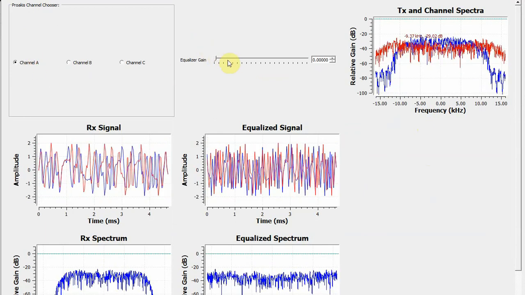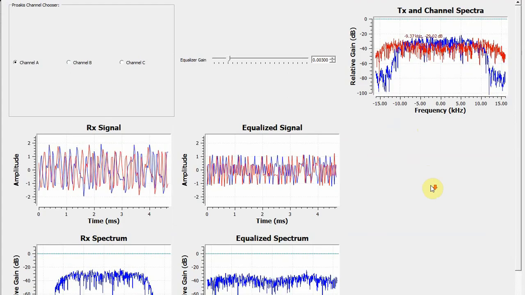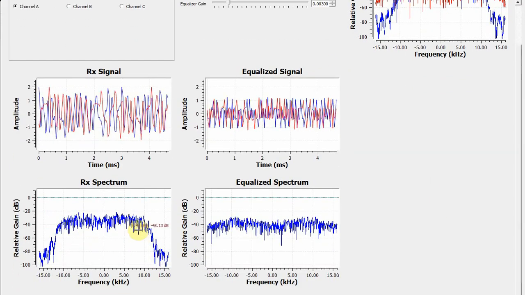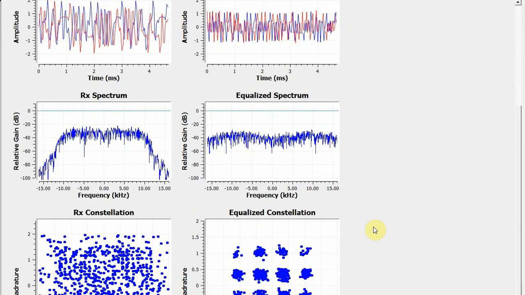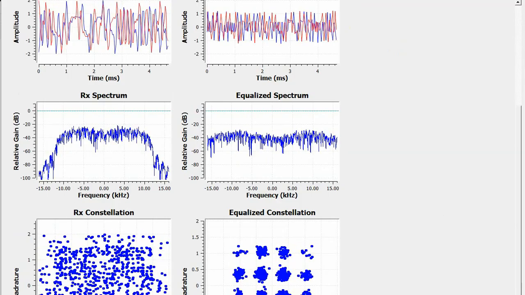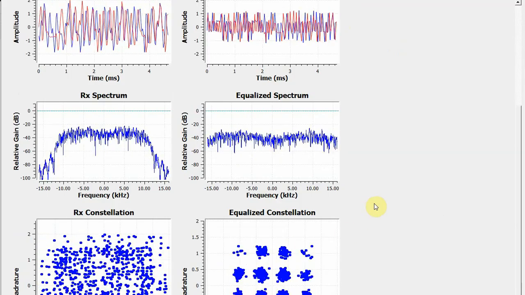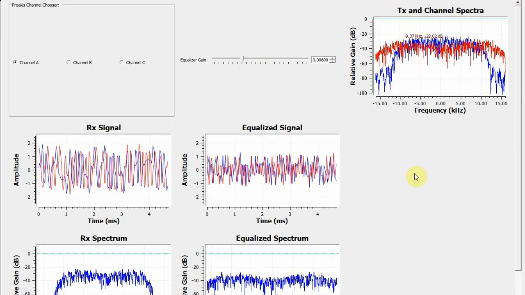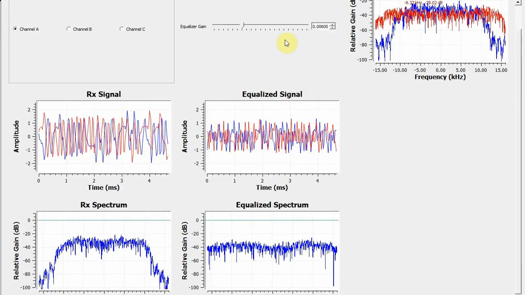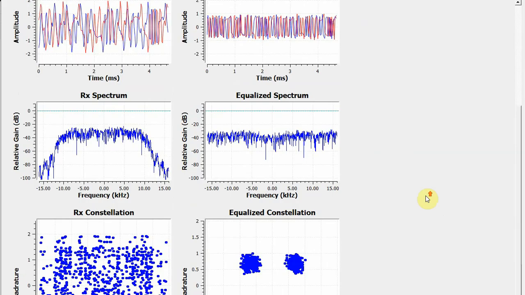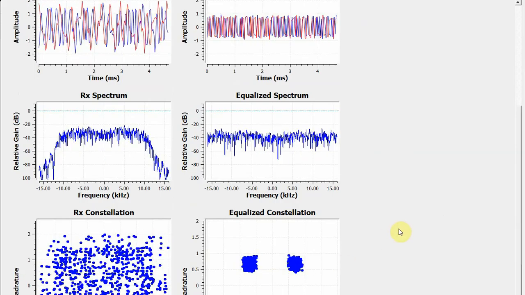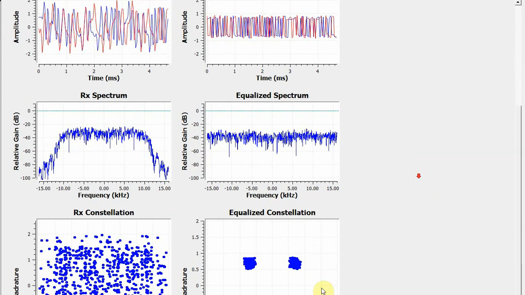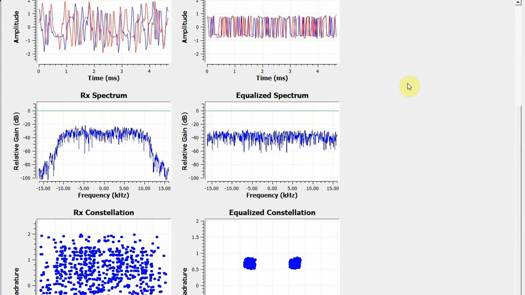We start with channel A and we give a value of 0.003 to the equalizer gain, and the received spectrum you see is different than the equalized spectrum. This looks like a 16 QAM constellation, but we know that it should have been a QPSK constellation. That means we need to play with the equalizer gain and see if it is able to converge. Here we can see that it has been able to converge to decision points, and then we can slowly reduce the gain so that mean square error can be reduced.